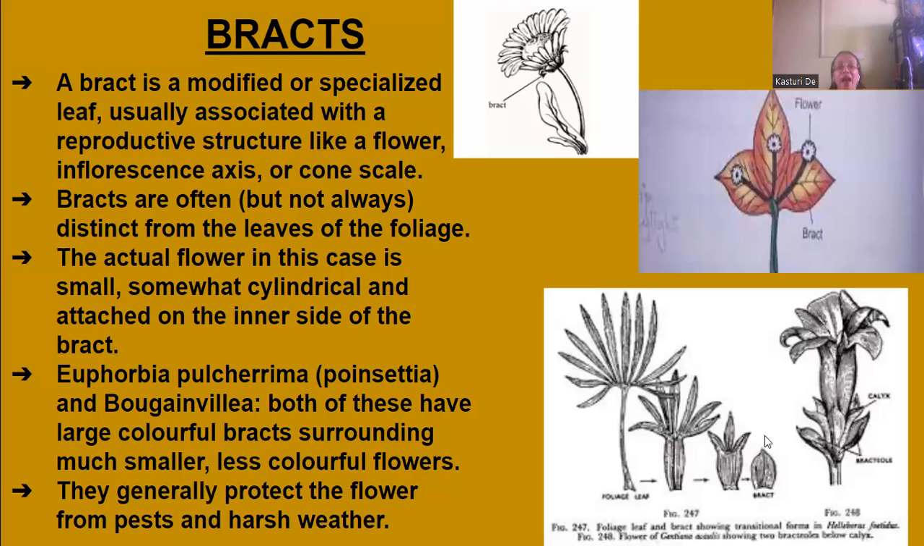Next, we move on to bracts. Now, what are bracts? Bract is a modified, specialized leaf, like flower is a modified, specialized shoot. So bract is a modified, specialized leaf, usually associated with a reproductive structure like a flower, inflorescence axis, or a cone scale. It looks like a flower.